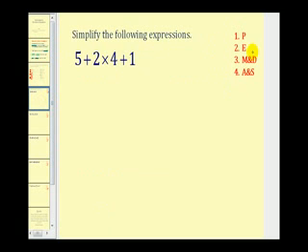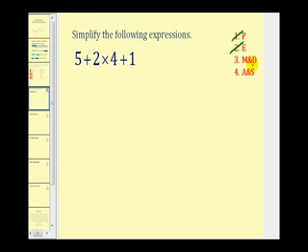Now over here on the upper right hand corner I did put the 4 steps: P for parentheses, E for exponents, M and D for multiplication and division, and A and S for addition and subtraction. So here we have 5 plus 2 times 4 plus 1. So the first step is to simplify within the parentheses. Well, there aren't any, so we just skip that step. Step 2, exponents, there aren't any, so we skip that.